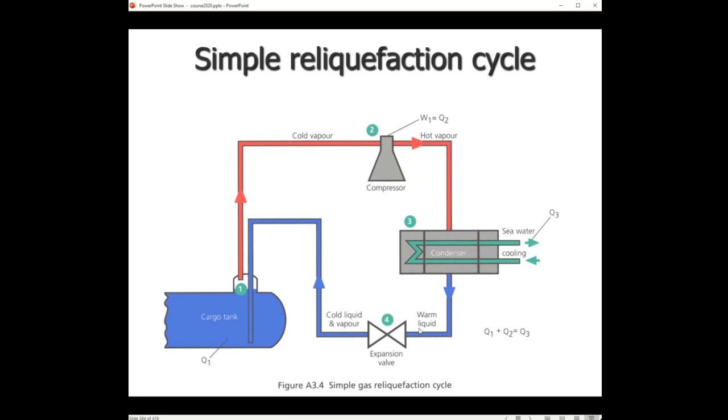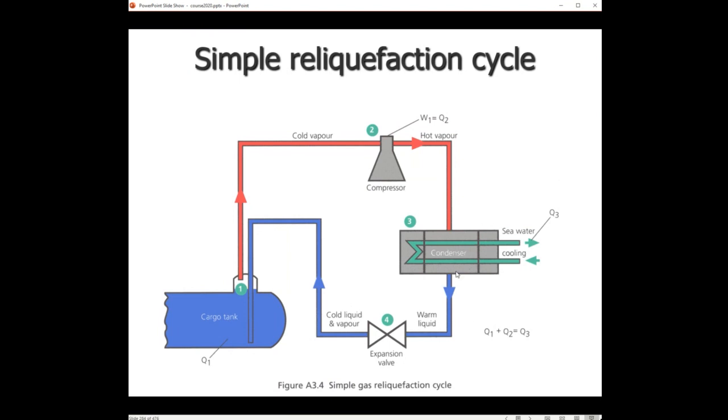This warm liquid will then be sent through an expansion valve, because here it is still under high pressure. Through an expansion valve, the expansion will take place and the temperature will drop as the pressure drops. So we'll have cold liquid and, of course, still some vapors that we will send back to the tank. This is called the condensate.